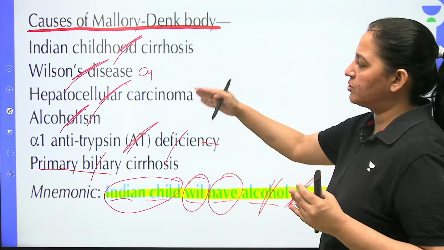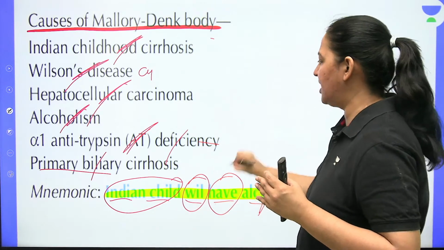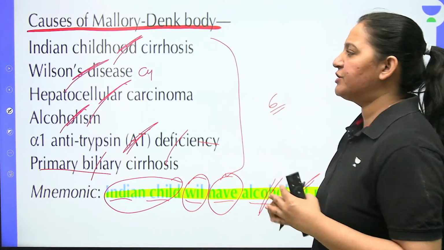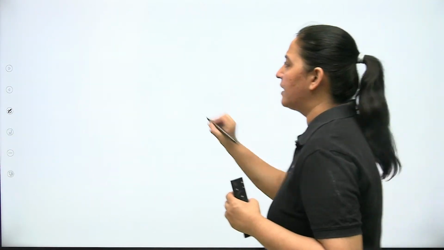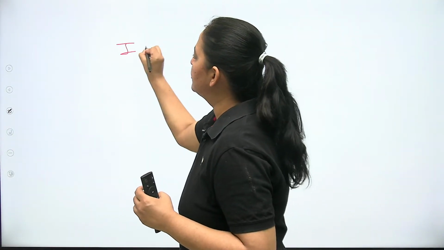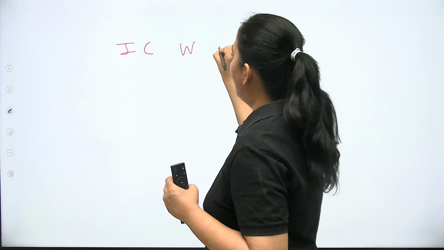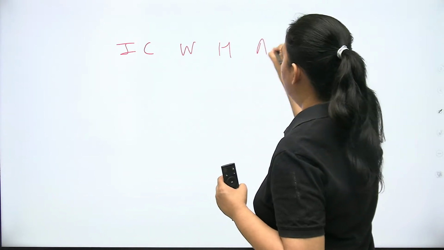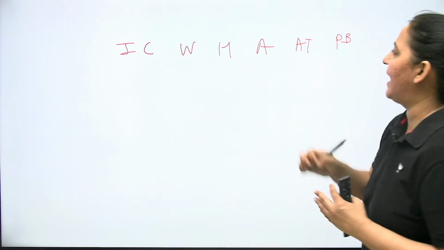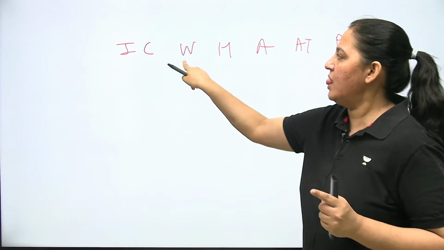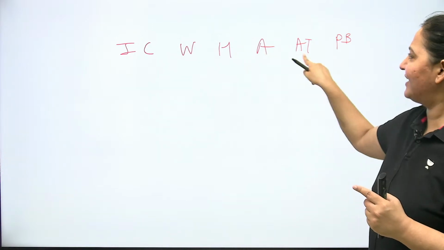So you can see 1, 2, 3, 4, 5, 6. These are the 6 conditions in which Mallory-Denk bodies occur. So what is the mnemonic? Can anyone tell me the mnemonic? The mnemonic is: Indian child will have alcohol at primary bil. So separate them like this: Indian child will have alcohol at primary bil.